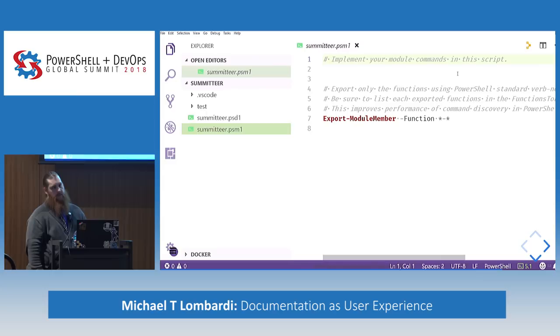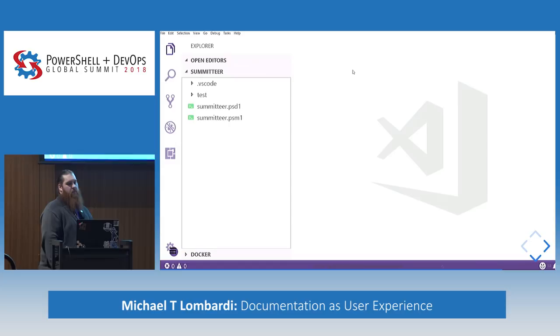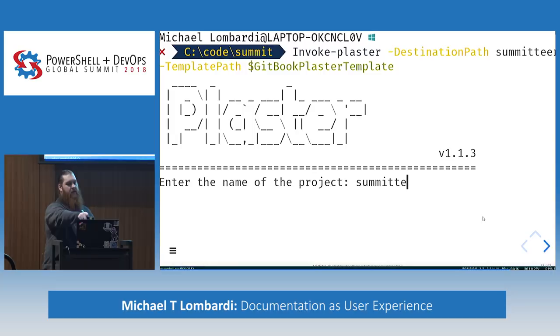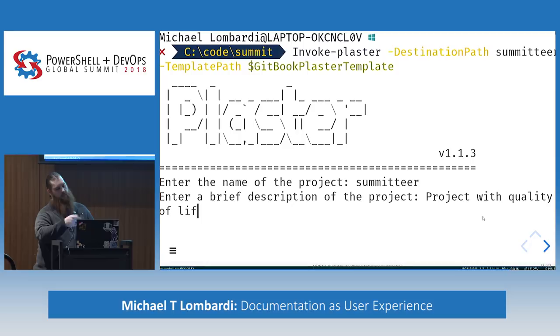You don't need to know how the magic works. It's not all that important, because the real magic is in getting your docs. So here we're doing the exact same thing, Invoke-Plaster, but I gave you that nice little variable so you didn't have to find the template and discover it. Here, same thing, it asks a few questions. What's the name of the project? What's your brief description? Here we say project with quality of life functions for Summit attendees.